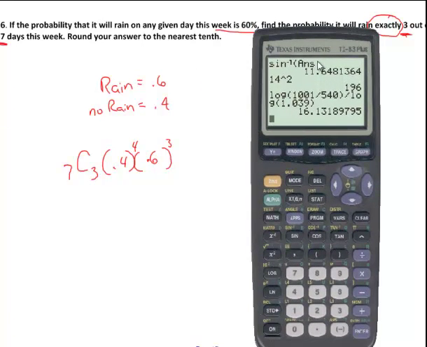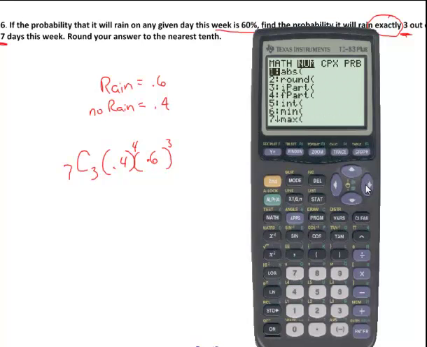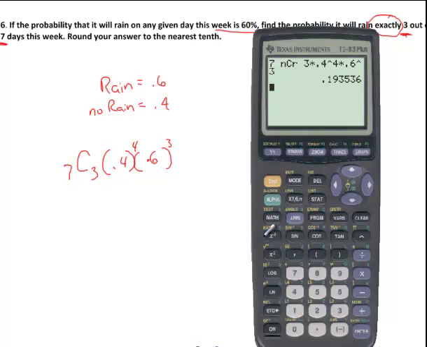Take out my calculator. 7C3 times 0.4 to the 4 times 0.6 to the third gets me 0.193536, and we want to round our answer to the nearest tenth, so it's 0.19.